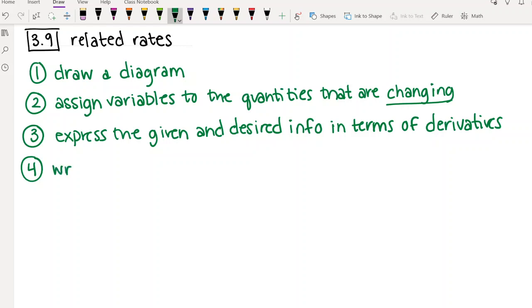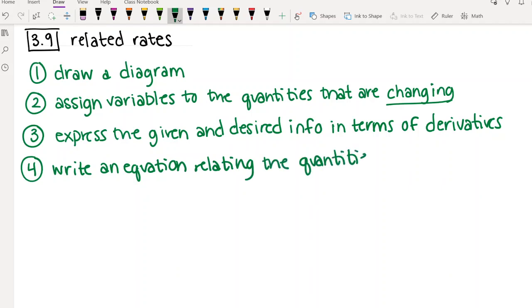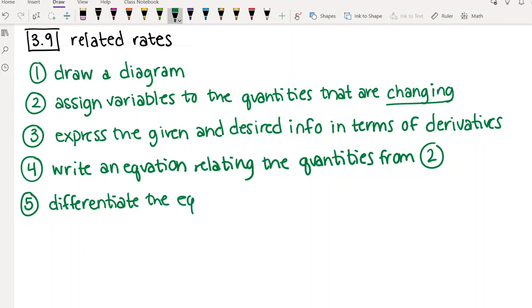Next step, we will write an equation relating the quantities from step 2. Whatever those changing quantities are, write down an equation that gives you a relationship between them. And then, once you have that equation in hand, you can differentiate it. When we say differentiate, we mean we're going to have to do implicit differentiation. So differentiate the equation that you made in the previous step with respect to t.